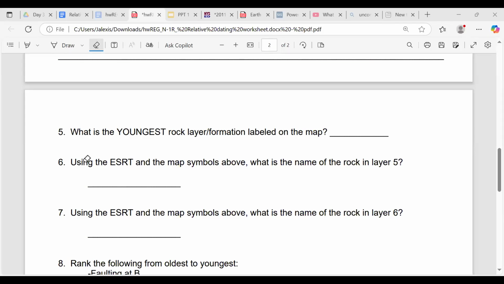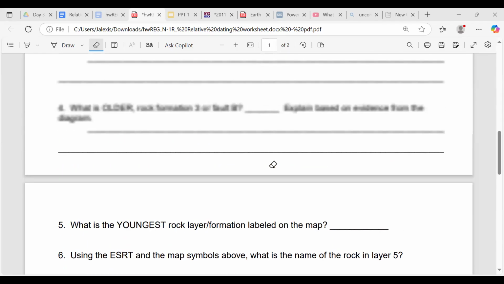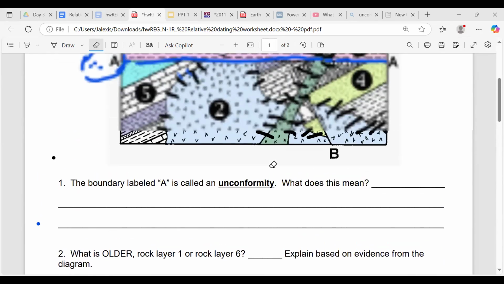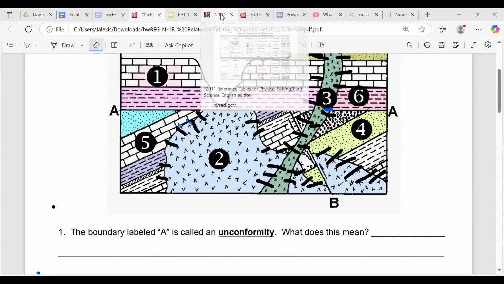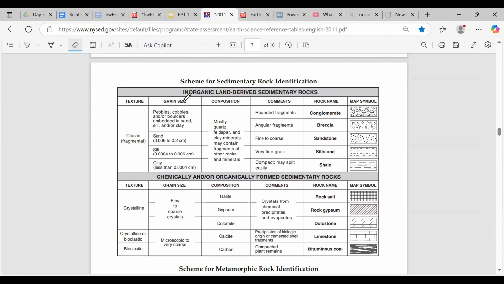All right, number 6, using the ESRT and the map symbol above, what is the name of the rock in layer 5? So when I take a look at layer 5, I see a map symbol of bricks, right? Remember this image. Now I'm going to go to the reference tables, page 7.